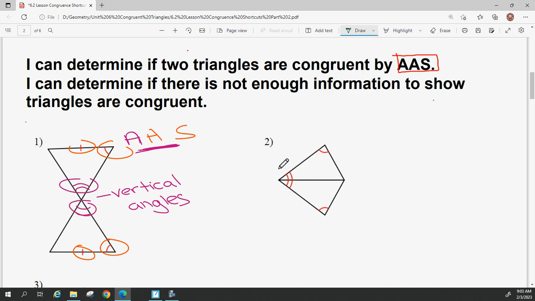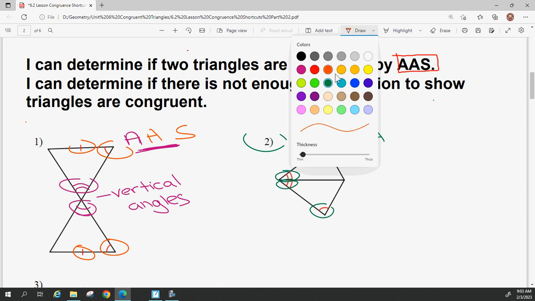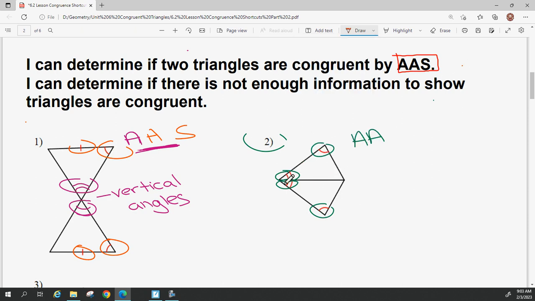If I look at this number 2, I have a pair of angles here with one mark, a pair of angles there with two marks, and then I see that these triangles overlap. They share a side, so I can put a little hash mark on there. Reminder, that's the reflexive property, which basically says that anything is congruent to itself. So this side is in both triangles. It's the same thing in both triangles, so it's congruent to itself.